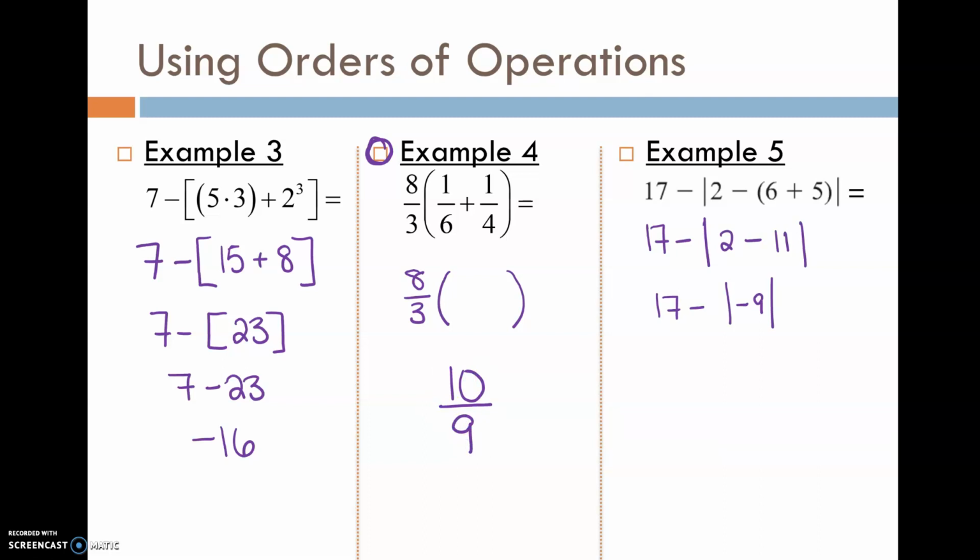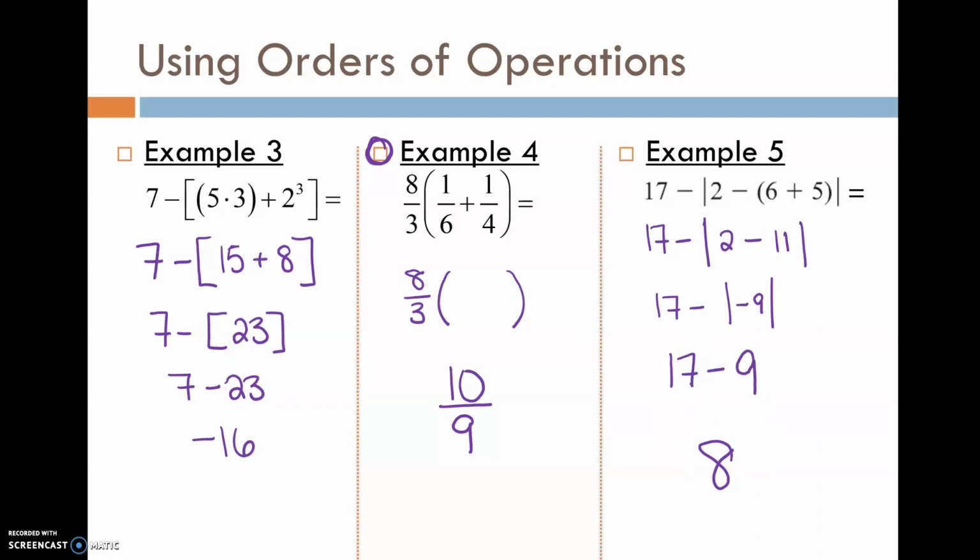Number 5. Those straight bars mean absolute value, but they also work as a grouping symbol. So you must do all of the stuff inside the absolute value bars before you move on. So we have to start in the innermost group. 6 plus 5 is 11. Then 2 minus 11 is -9. What is the absolute value of -9? 9. So we have to do 17 minus 9, which is 8.